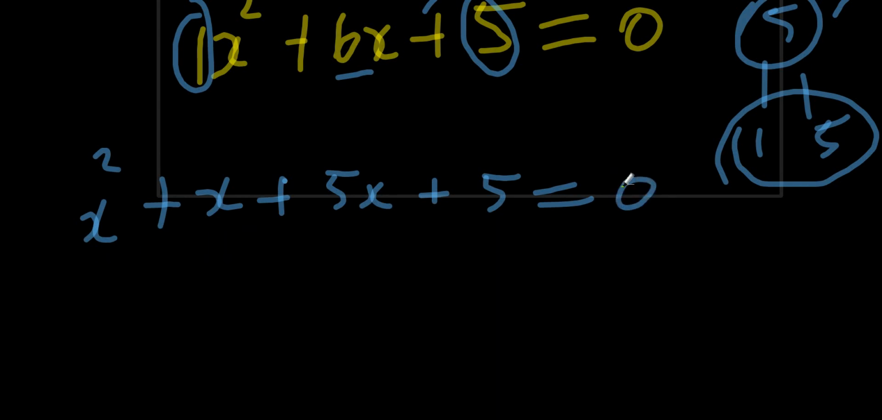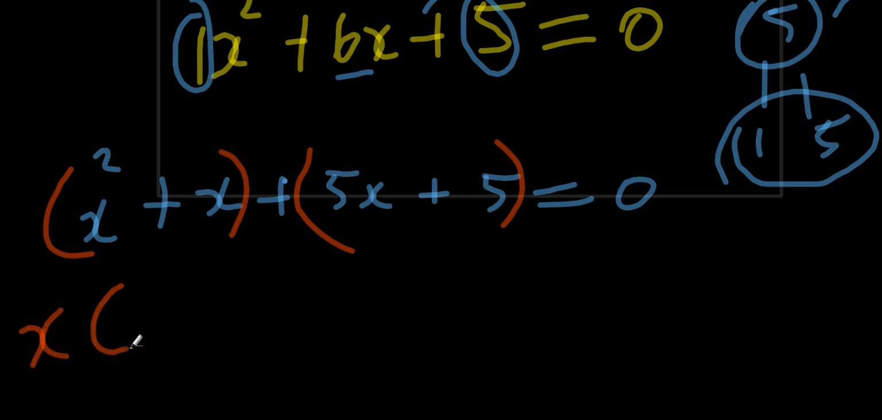Alright, so now we will just group these two, group these, group that. And then we say, what is common in this bracket? You could say an x is common. So if I divide this x into that and the x into that, x into this goes x times and x into x goes 1 time.